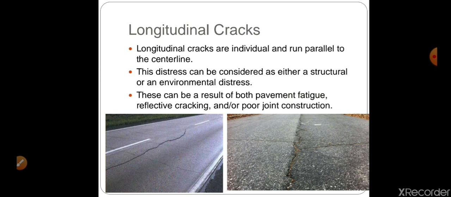Throughout the length of the road, you find the cracks. Longitudinal cracks are individual and run parallel to the center line. Here you can see that the distress can be considered as either structural or anomalous distress. The third one is that it can be the result of pavement fatigue, reflective cracking, and poor joint construction. If you have poor joint construction, in the sense I already laid one layer now.